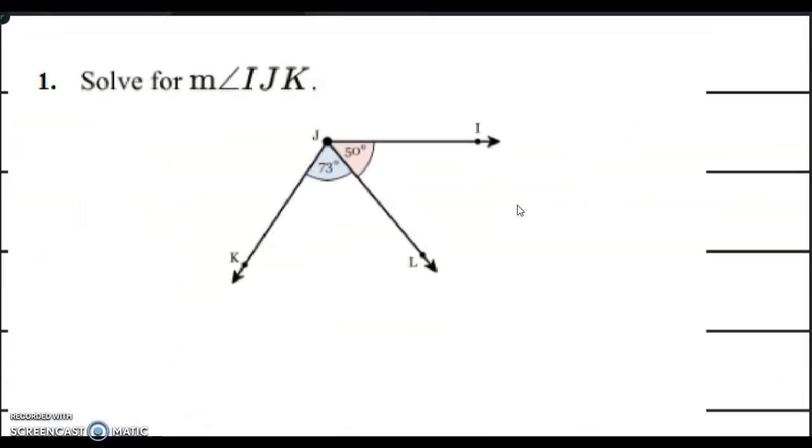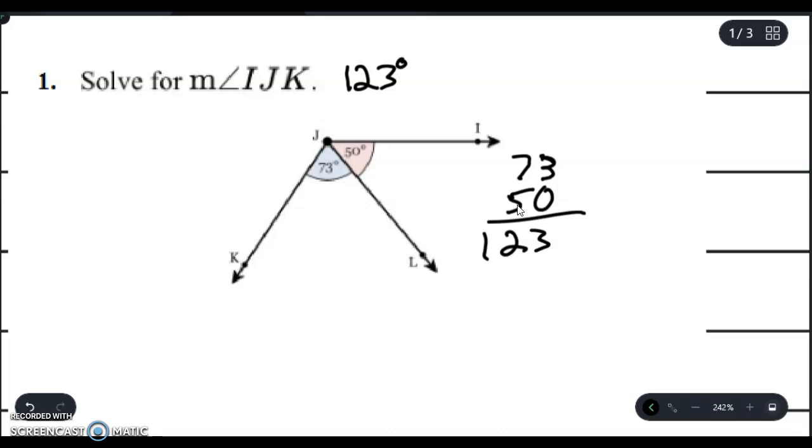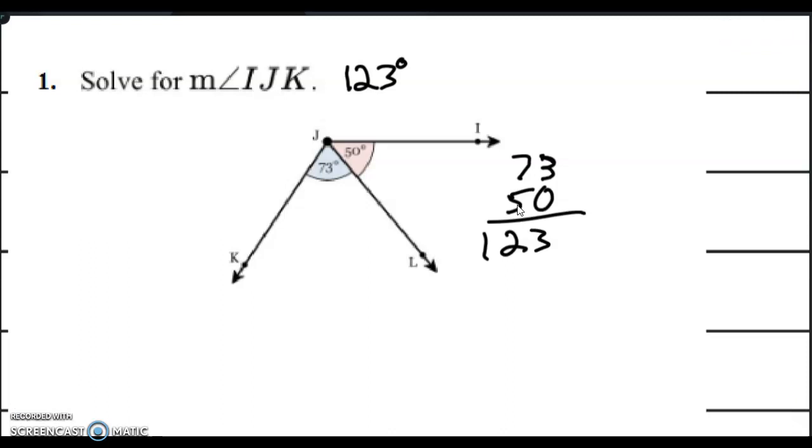and it wants us to find the measurement of angle IJK. So the measurement of IJK, I need to know what that angle is. Well, I know this one's 50 and this one's 73. So I can just add those two numbers up. And that's going to get me 123. So that is the measurement of IJK. I may not always put my degree sign, but it's 123 degrees.